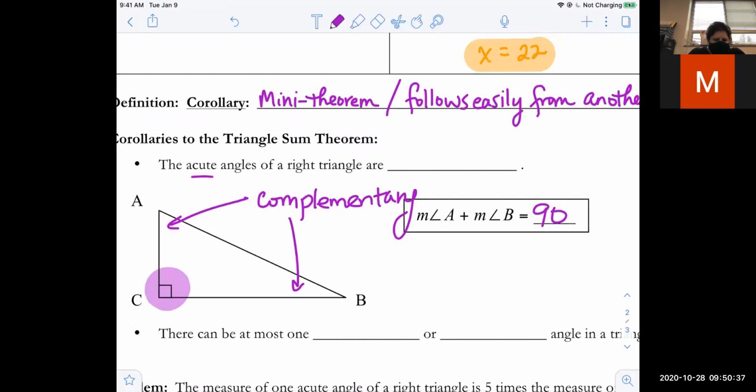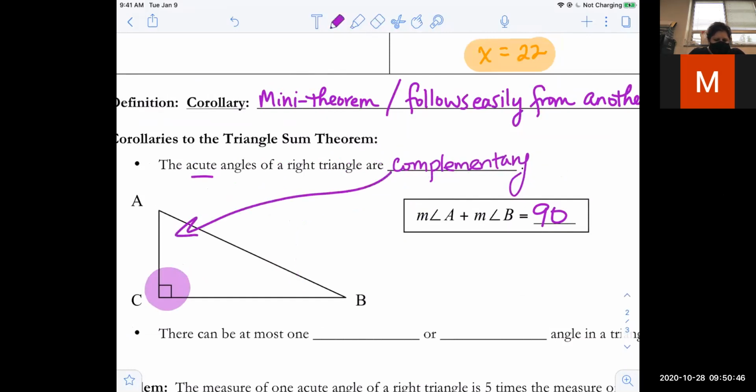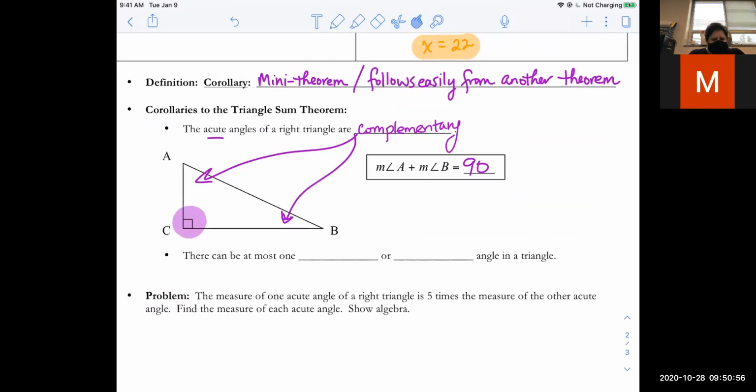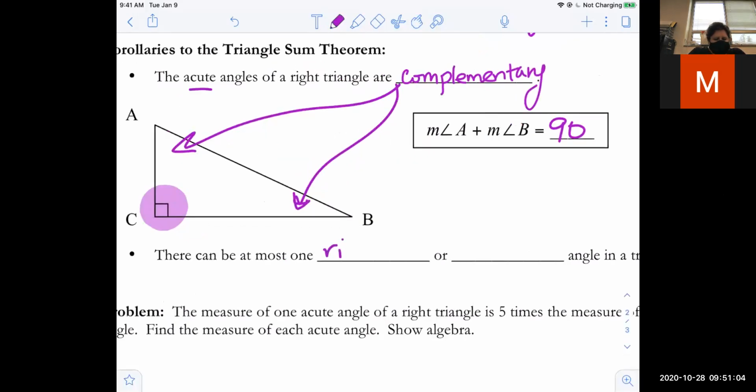So let me just move that up there. The two angles that are not the 90-degree angle are going to be complementary because you're taking the 90 away from the 180, and the leftover will be 90. Okay, that's a corollary. Another corollary is that in a triangle, there can only be one right angle. Why is that?